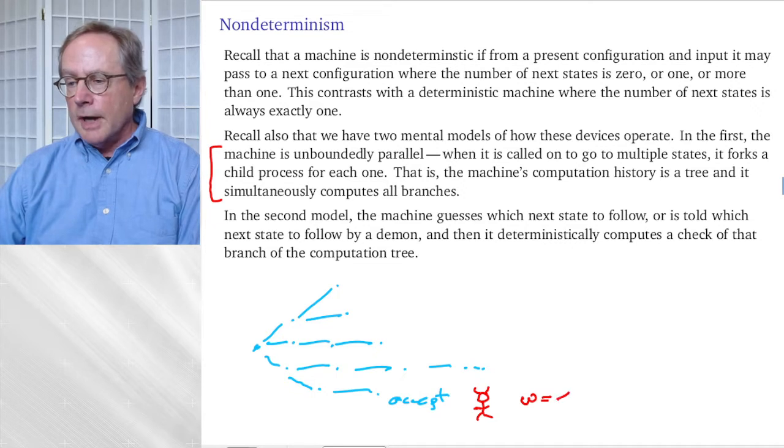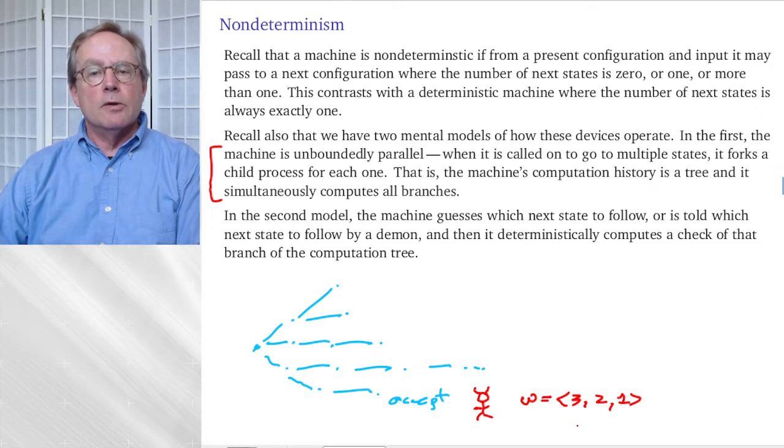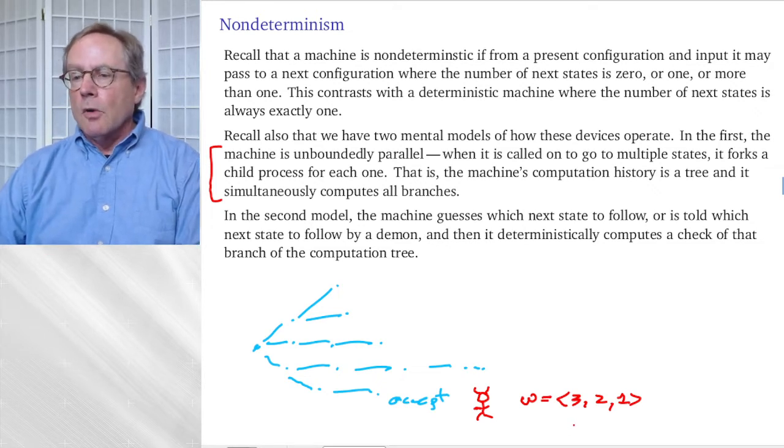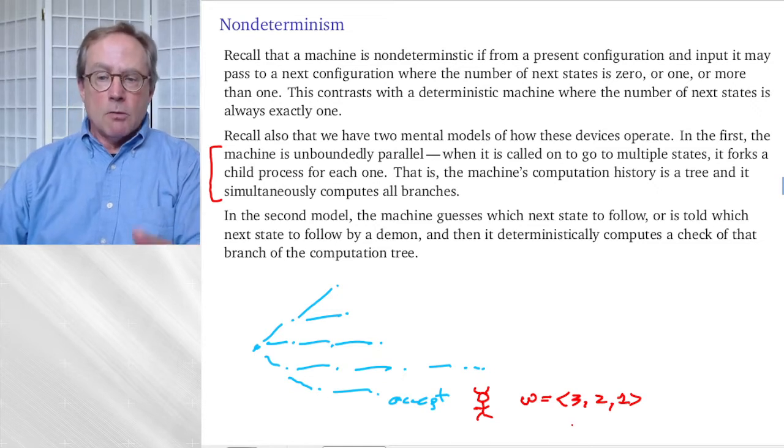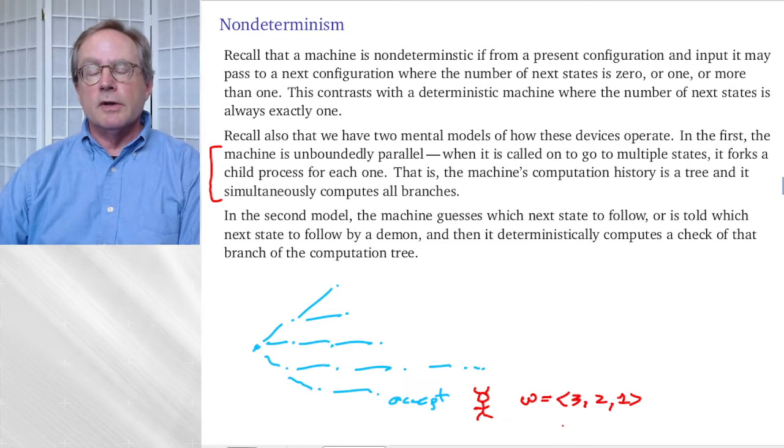So the daemon might say, take the third branch, and then take the second branch, and then there is no branch, and you'll find yourself at an accepting state. You will have accepted the string. So in that second mental model, the machine somehow gets information, and all it's got to do is deterministically verify.